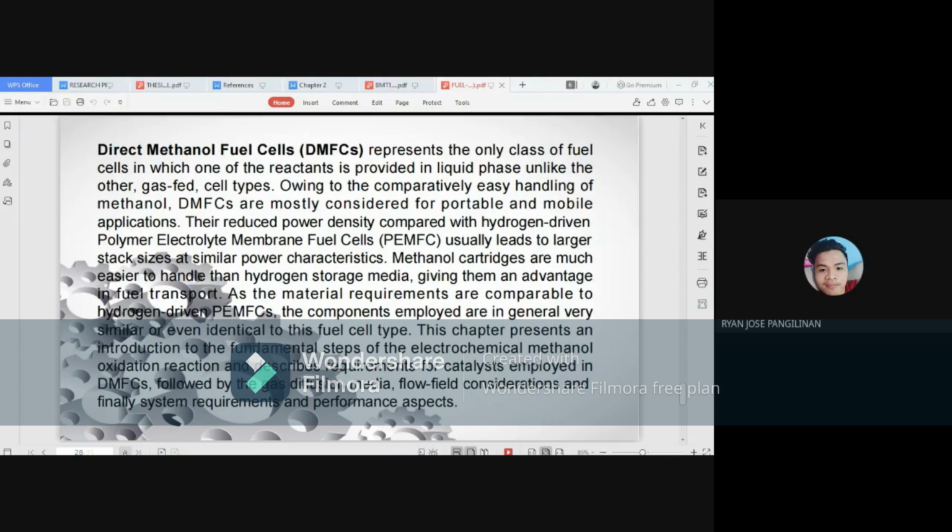So as the material requirements are comparable to hydrogen-driven PEMFCs, the components employed are in general very similar or even identical to this fuel cell type.